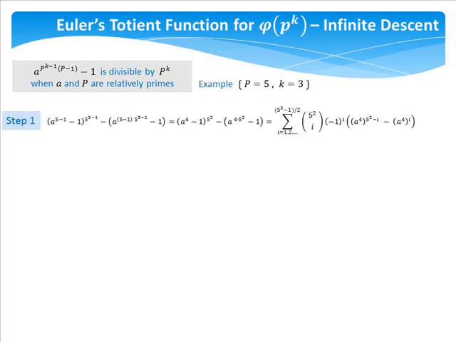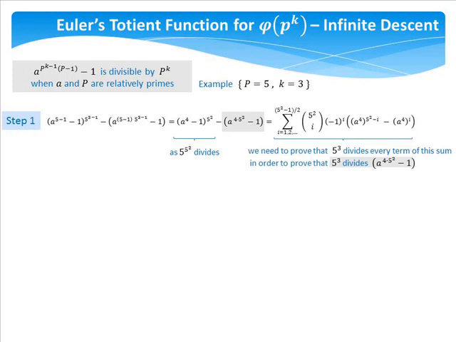Let's assume p equals 5 and k equals 3. So, in the first step, as 5 raised to 5 squared divides the first term on the left side of the equation, then we need to prove that 5 cubed divides every term of the sum at the right side of the equation in order to prove that 5 cubed divides a raised to 4 times 5 squared minus 1.